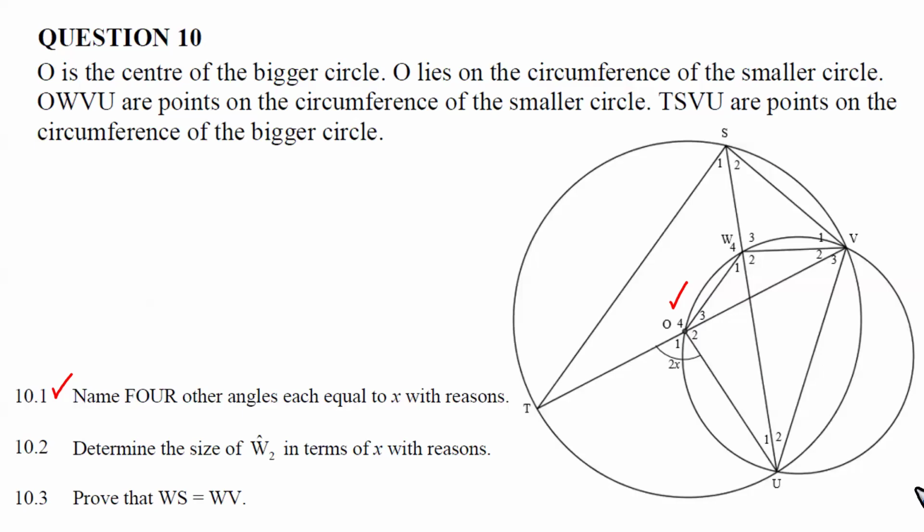Okay, what can we see? We can see that O1 is 2x, and this 2x is an angle at center. It is shown as an angle at center. We are looking for 4 other angles, each equal to x, with reasons. This is it.